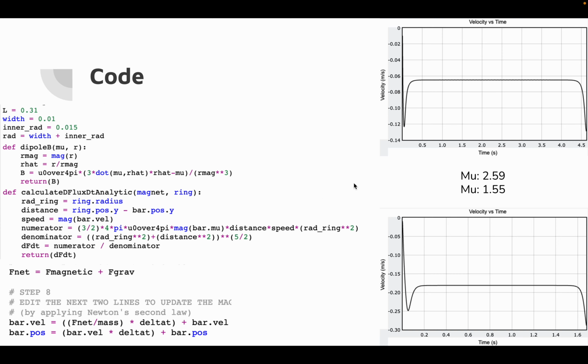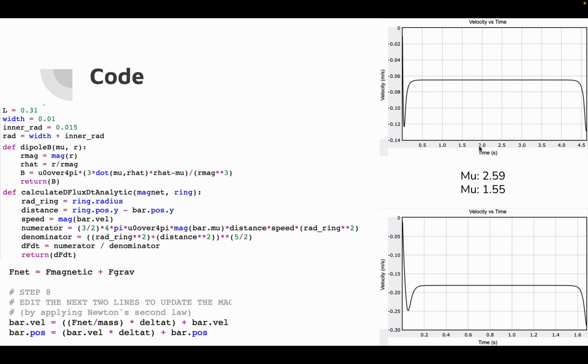So in our code, I have the values listed before from the experiment here, and then this was the function to determine the dipole of the magnet. This was the function to determine the flux of the magnet, and then this was to determine F net, which just says that F net is equal to the magnetic force plus the gravitational force. And then here we have Newton's law to update the velocity and position of the magnet. And here we have two graphs.